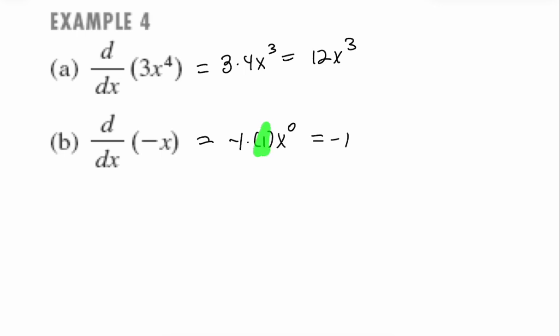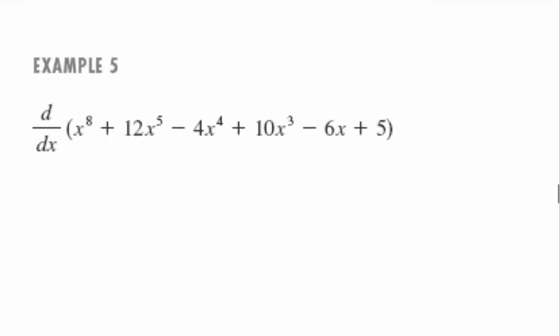Why? Well, that's just 1. x to the 0 is 1. So that's negative 1 times 1 times 1. It's just the slope. It's just negative 1. So you don't have to show all that, but that's why it happens, that linear function is just the slope. Everybody good with that? Okay.